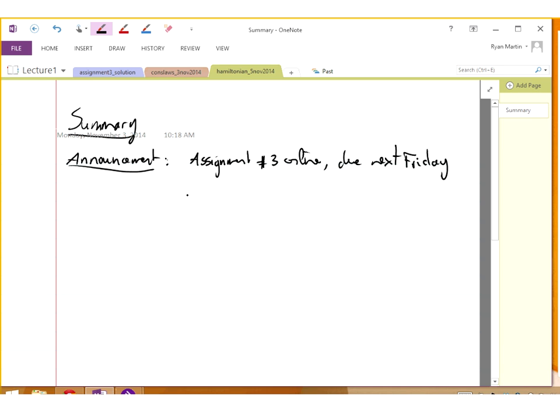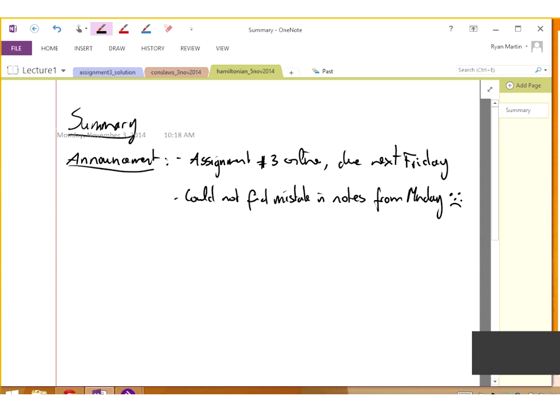And the other thing is, I could not find the mistake that I made last time. So I don't know if anybody else was able to find it. I wasn't.